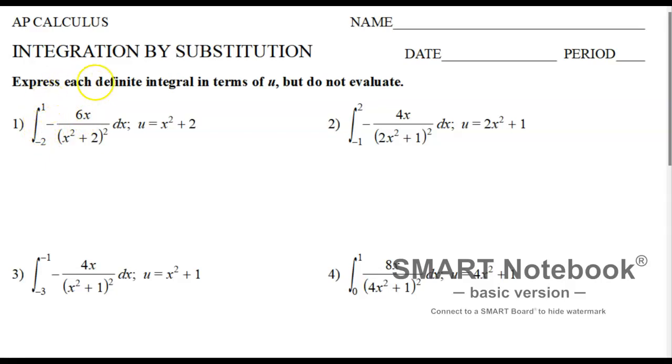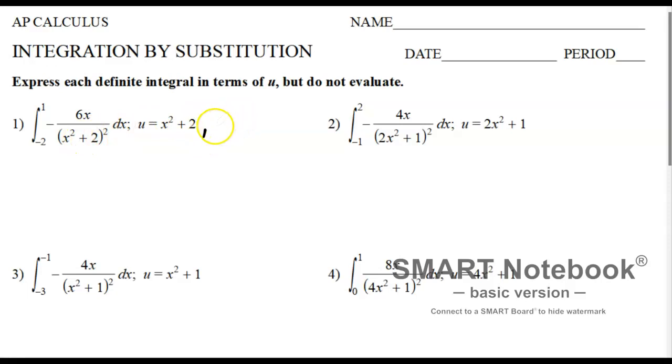Number 1: express each definite integral in terms of u, but do not evaluate. So we're going to perform this, and at the end you must look at it and be like, oh yeah, it's easier looking. As soon as we see here, they identified u for us, which is nice. If they hadn't, it should be pretty easy for you guys down the line to identify u's. At times it'll be more complex with more advanced problems. That's fine. Here it's given, so this is u.